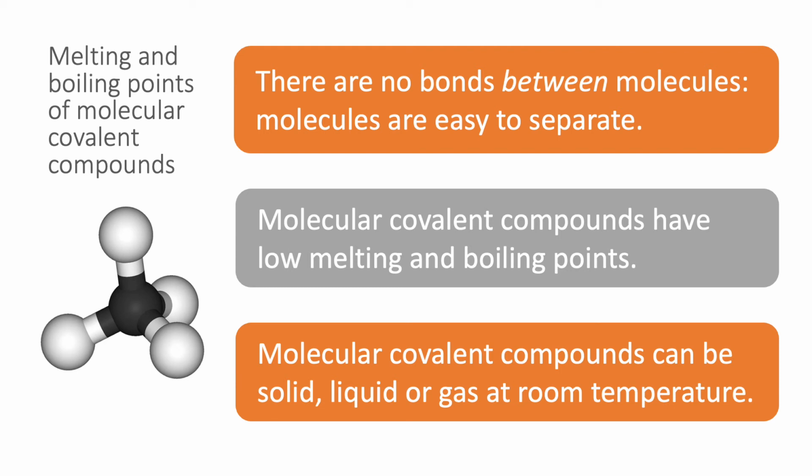Covalent bonds between atoms are strong. However, there are no bonds between molecules. Therefore, the molecules are easy to separate. This means that molecular covalent compounds have low melting and boiling points, and thus they can be solid, liquid, or gas at room temperature.